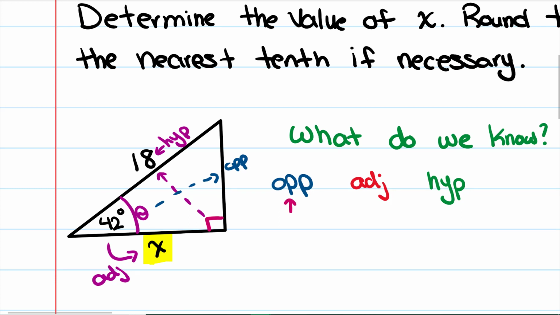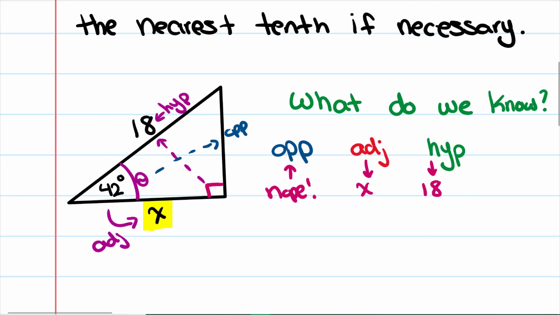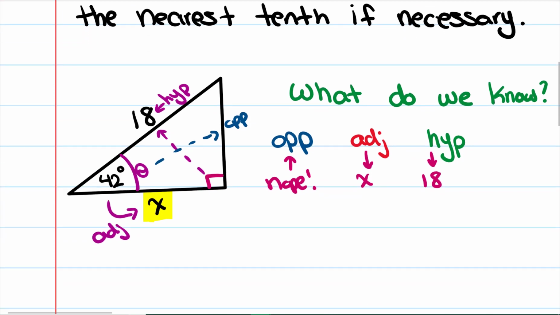Do we have any information about the opposite side? Nope. Do we know what the adjacent is? We don't know exactly what it is, but we do know that it's labeled as x. And do we know what the hypotenuse is? Yes, we know it's 18. So since we have the adjacent and hypotenuse, we have to decide which trig function we're going to use.